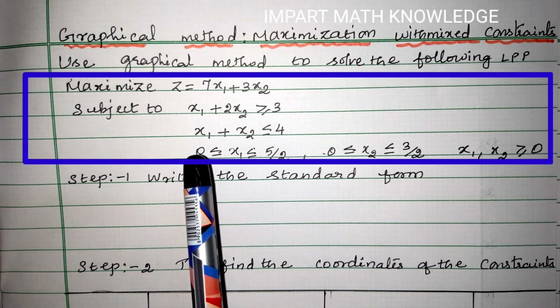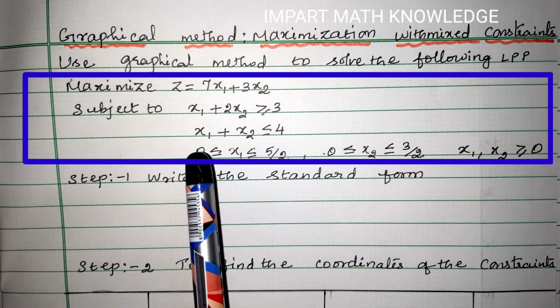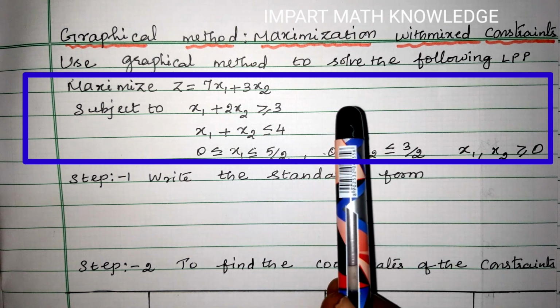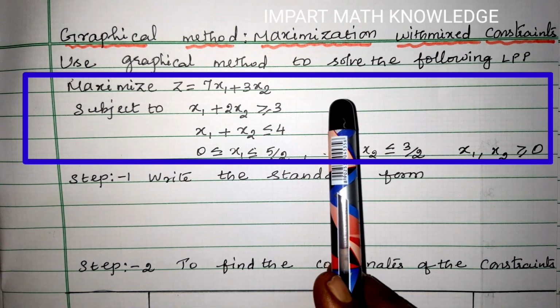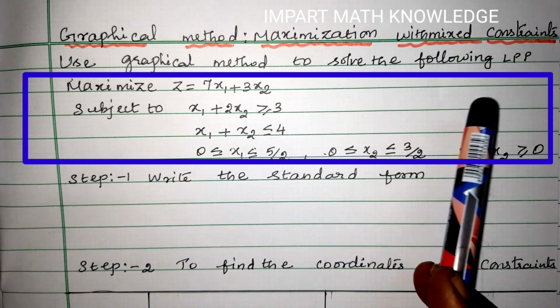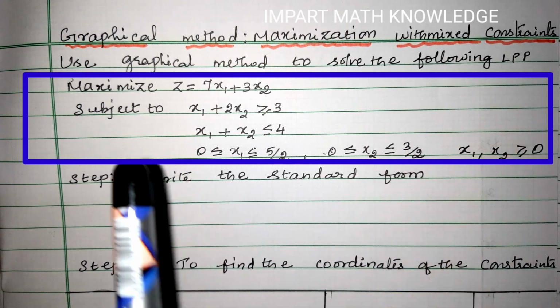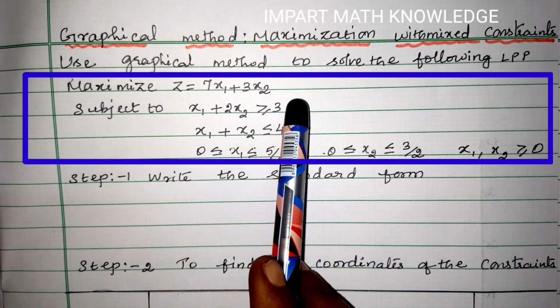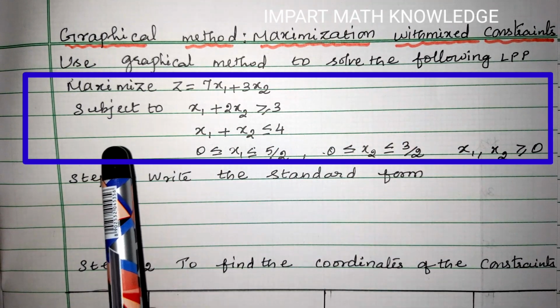In this video, I am going to explain the graphical method in linear programming problems. Today, we are going to discuss the maximization case with mixed constraints. Now, let us move on to the problem. Use the graphical method to solve the following LPP.